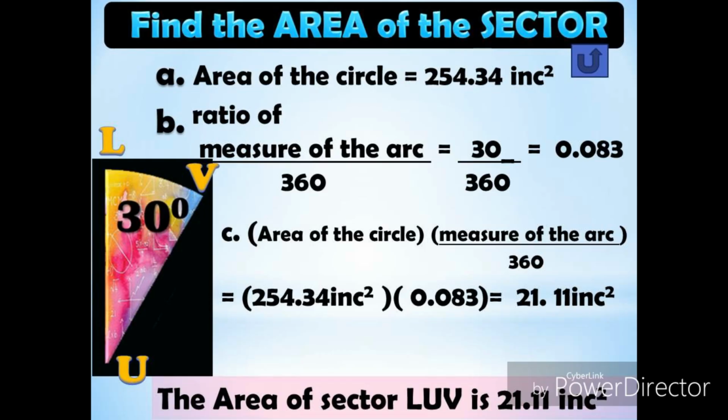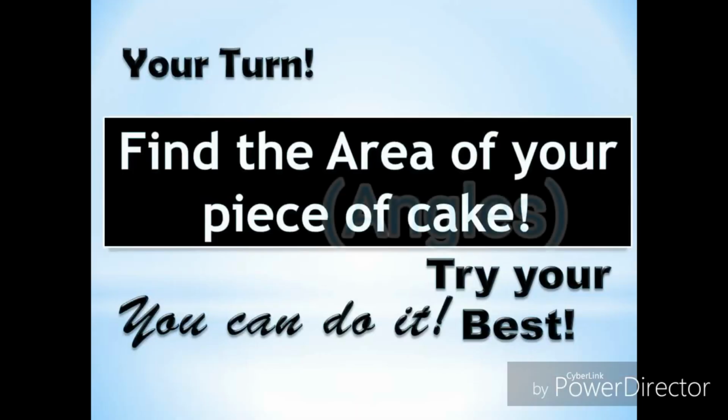And for letter C, or the third step, we're going to multiply the area of the circle times the ratio of the measure of the arc over 360. Again, the area of the circle is 254.34 inches squared times 0.083. It is equal to 21.11 inches squared. So, the area of the sector LUV is 21.11 inches squared.